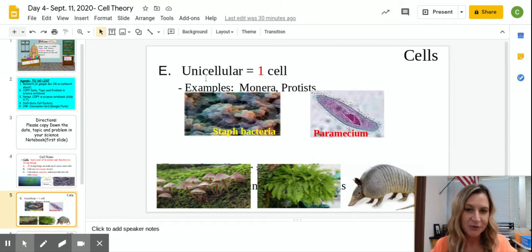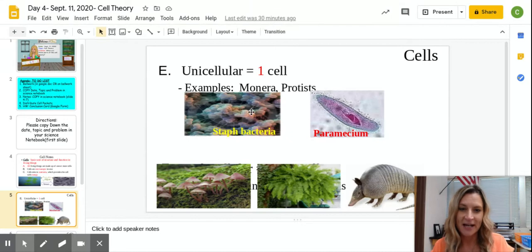Part E, unicellular. We talked about a unicycle. That means it has one wheel. Well, this is only made out of one cell. These are pretty simple creatures. Monera, Protista, or Protus. These are some of the examples of unicellular, one-celled, small creatures. We're made up of many, many cells. When we look at a unicellular structure, that's the entire organism.